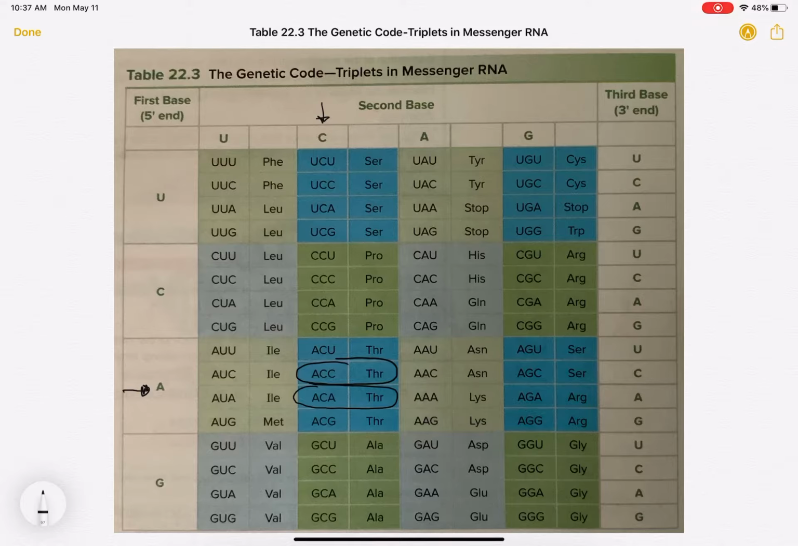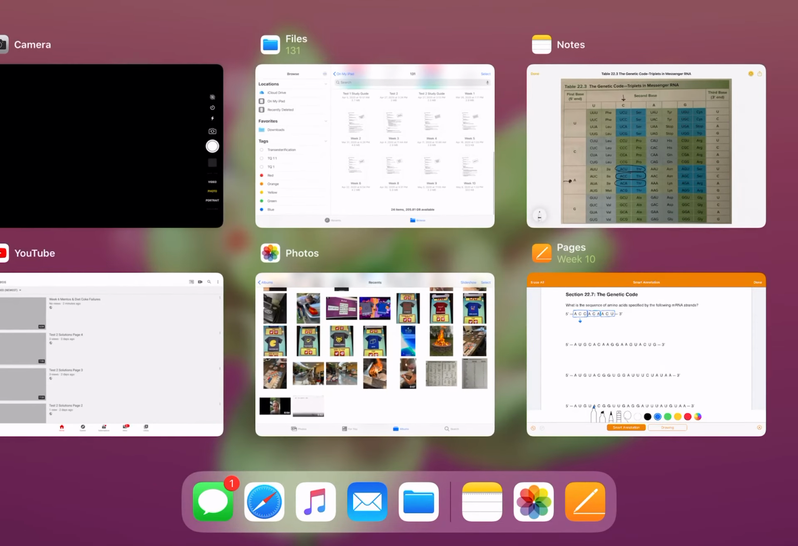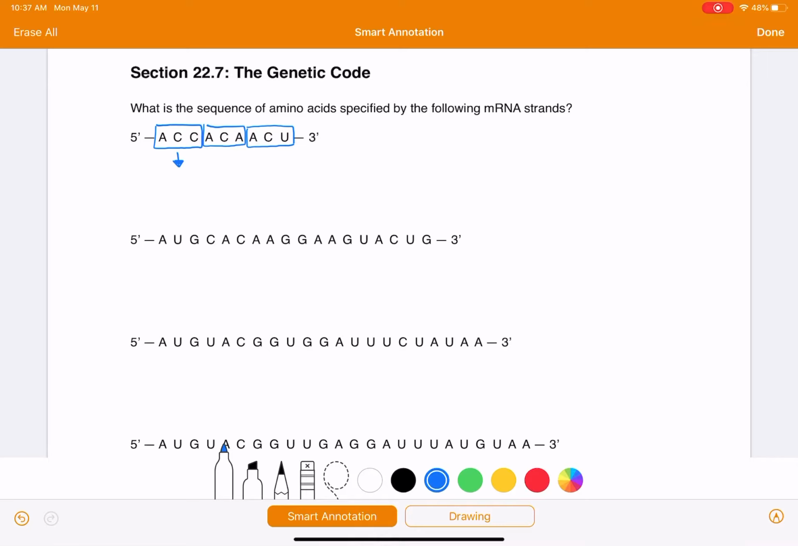And then our last one was ACU, which is right up above. So all 3 of these are coding for THR. And so back here, the sequence of amino acids that we would get from this is THR, THR, THR. So this would generate a 3 amino acid sequence all in a row. So let's try the next one.